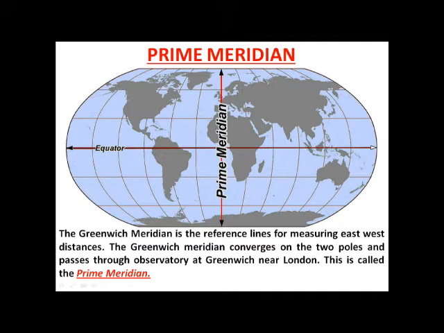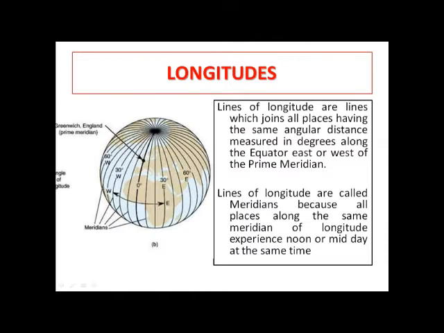for measuring the east-west distances. The Greenwich meridian converges on the two poles and passes through the observatory at Greenwich near London. This is also called the prime meridian. Okay, let's look at what is basically the concept of longitude.